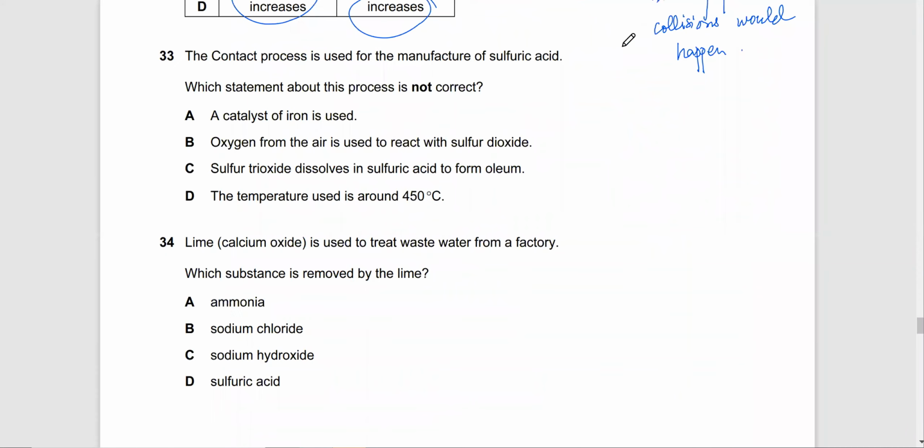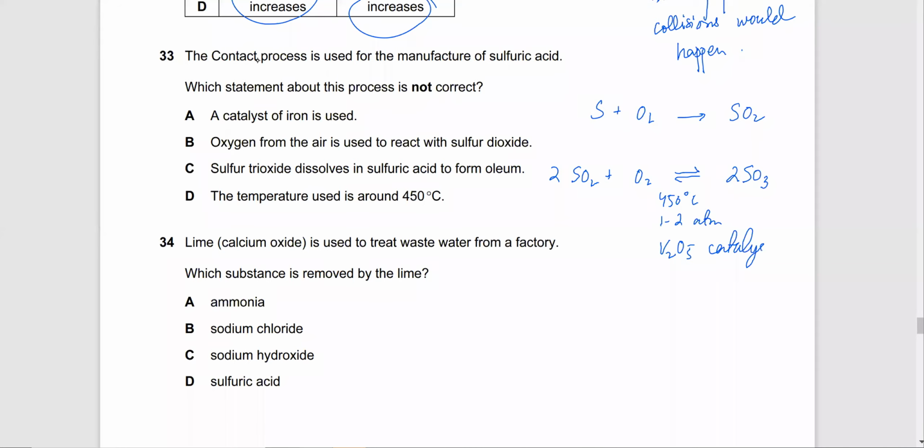नेक्स्ट वन इज द कॉन्टैक्ट प्रोसेस, इज यूज्ड फॉर द मैन्युफैक्चर ऑफ सल्फ्यूरिक एसिड. तो वो रिवाइज भी कर लेते हैं कि क्या होता था कॉन्टैक्ट प्रोसेस में, कि सल्फर एंड ऑक्सीजन वुड रिएक्ट टू फॉर्म, पहले सल्फर को बर्न करते थे, फिर वो जो सल्फर डाइऑक्साइड प्रोड्यूस होता था उसको दोबारा ऑक्सीजन के साथ रिएक्ट करते थे और ये बड़ी मुश्किल से रिएक्शन होता था और सल्फर ट्राइऑक्साइड प्रोड्यूस होता था. इस रिएक्शन के लिए कंडीशंस होती थी, 450 डिग्री सेंटीग्रेड टेम्परेचर होता था, 1 to 2 एटमॉस्फेयर प्रेशर होता था और कैटलिस्ट होता था V2O5. ठीक है, दिस इज अ प्रोसेस दैट यू जस्ट हैव टू रिमेंबर, डेटा शीट में भी लिखा हुआ है.